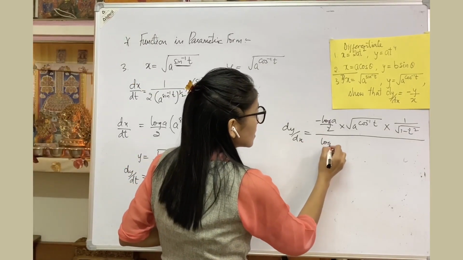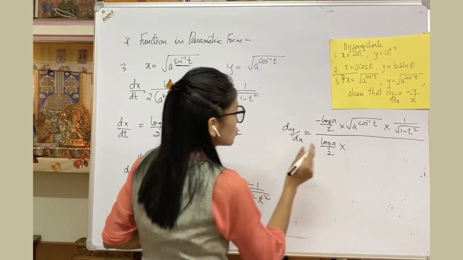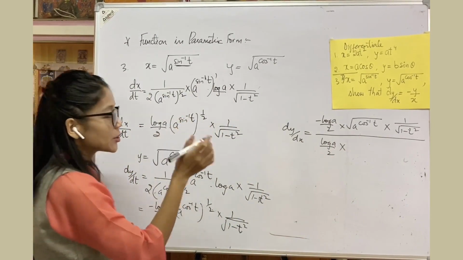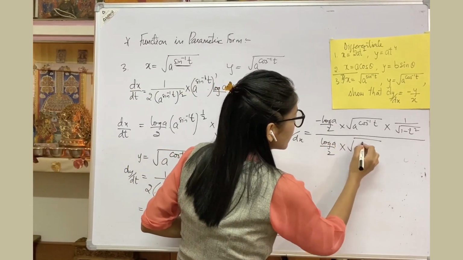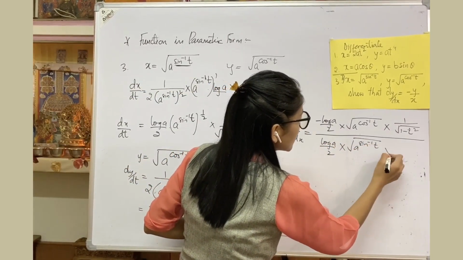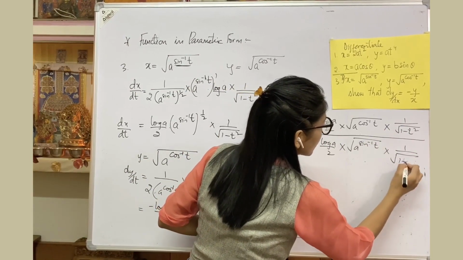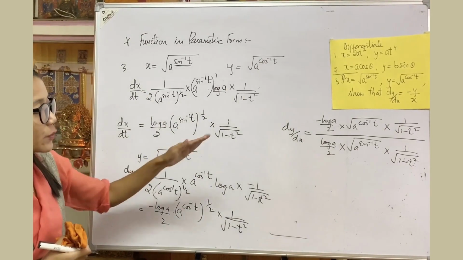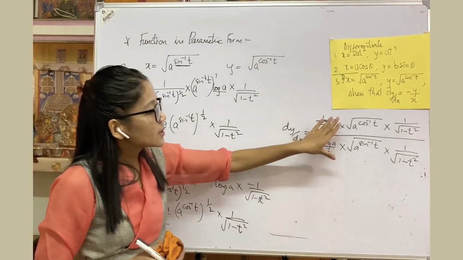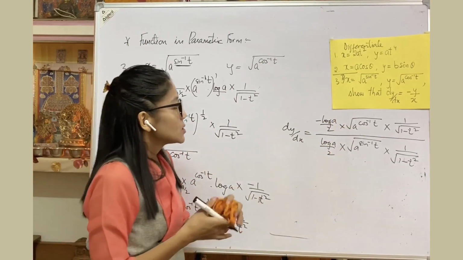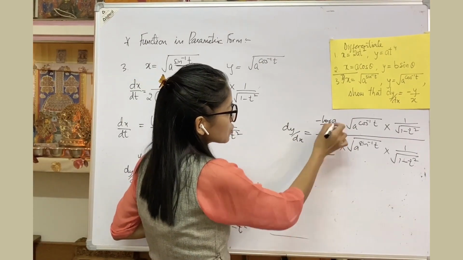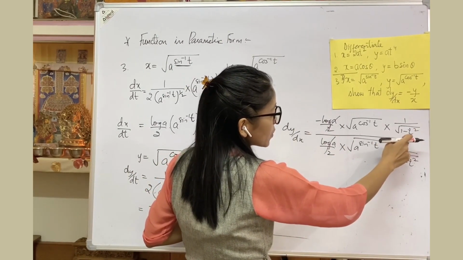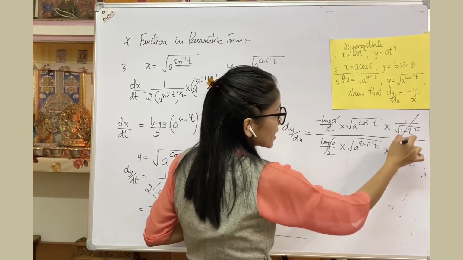That is log a upon 2 into, now this term a raised to sine inverse of t raised to half, so I can use square root. So that becomes square root of a raised to sine inverse of t into 1 upon square root of 1 minus t square. Is that clear? So all the basic things I'm following here, right? Now you can cancel the terms. So log a by 2, log a by 2, you can cancel this 2. 1 upon square root of 1 minus t square, 1 upon this, I can cancel.